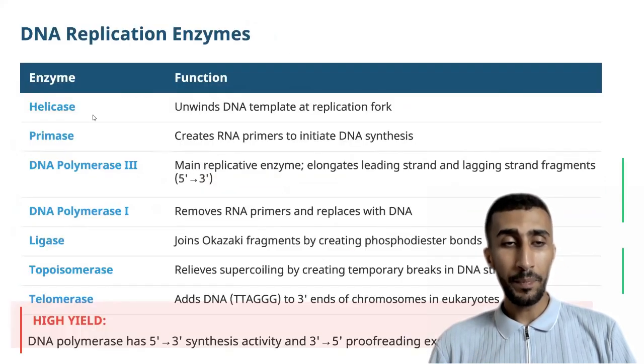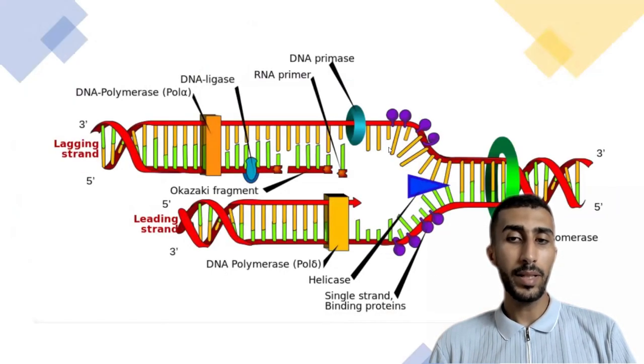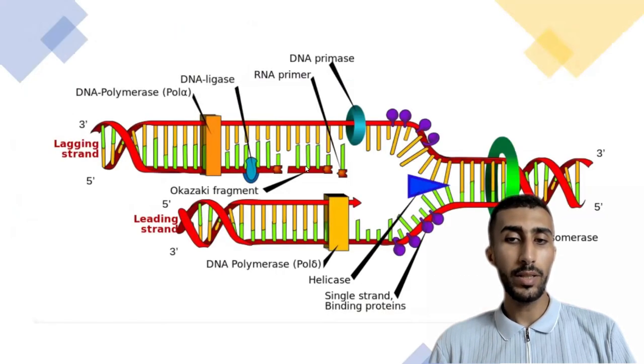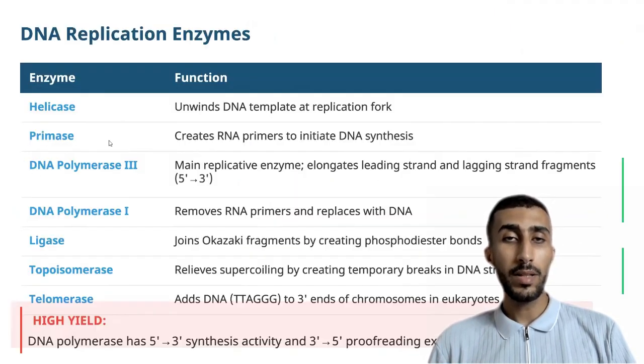Again, we're going to go through the enzyme helicase. This unwinds the DNA template at the replication fork, and the primase creates RNA primers to initiate DNA synthesis. So this is primase initiating. For the Okazaki fragments, it acts on multiple sites to form the beginning of each Okazaki fragment. But here on the other side, we have one RNA primer. So this is the enzyme primase that is going to create RNA primers.